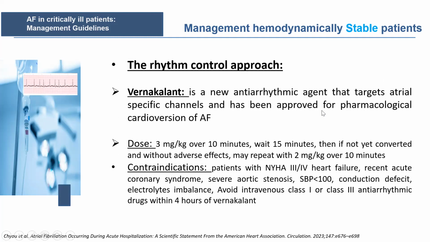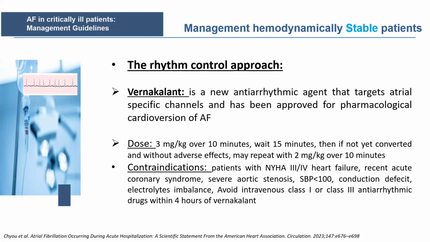Another medication that can be used for rhythm control is vernakalant. It's a new antiarrhythmic agent. It targets certain atrial-specific channels. The dose of the medication is 3 milligrams per kg over 10 minutes, and then you wait for 15 minutes. Usually, the success rate is from 50 to 70% to cardiovert the patient within 10 minutes. If the patient didn't cardiovert after these 15 minutes, then you will give a second bolus dose of 2 milligrams per kilogram over another 10 minutes.